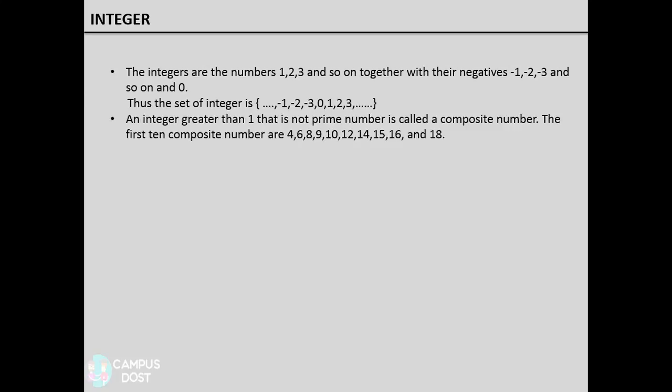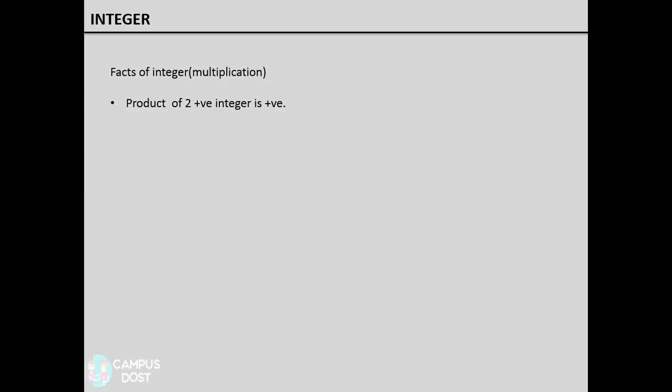An integer which is greater than 1 and is not a prime number is called a composite number. So the first 10 composite numbers are 4, 6, 8, 9, 10, 12, 14, 15, 16 and 18. Now let's move towards the multiplication of integers.